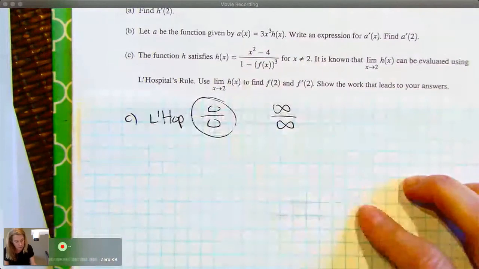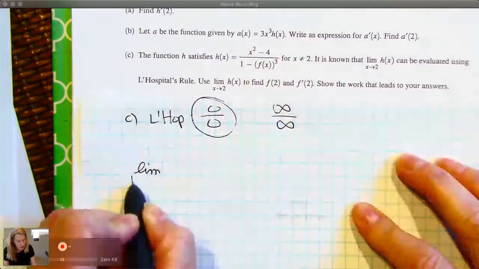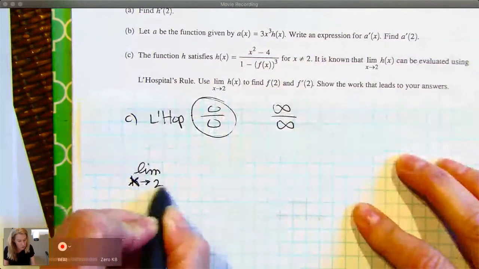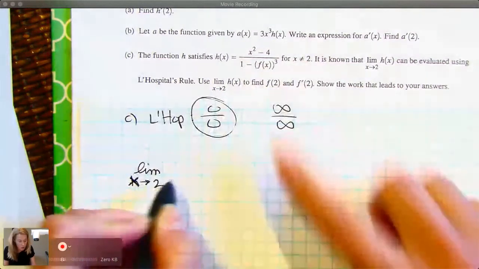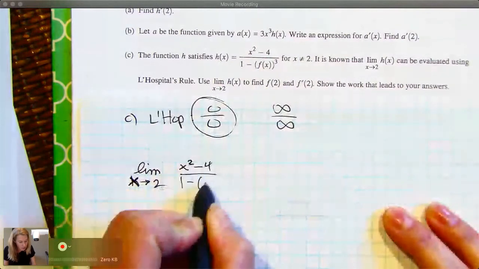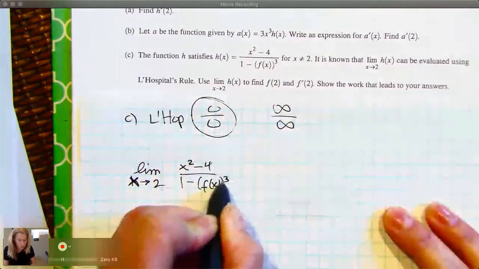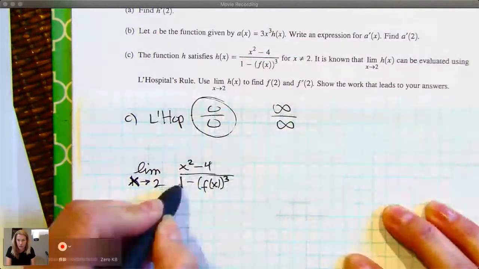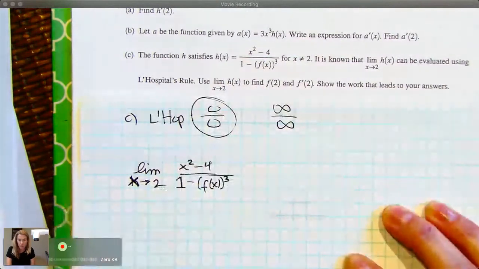All right, so I'm looking at my limit as x goes to 2 of h of x, which is x squared minus 4 over 1 minus f of x quantity cubed. All right, okay, nobody has answered about how to proceed with L'Hopital's rule.